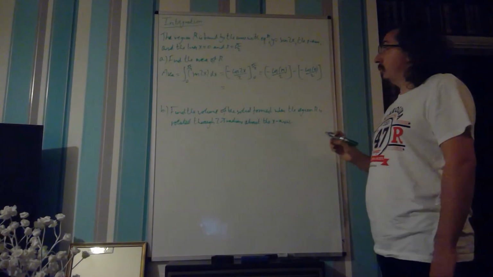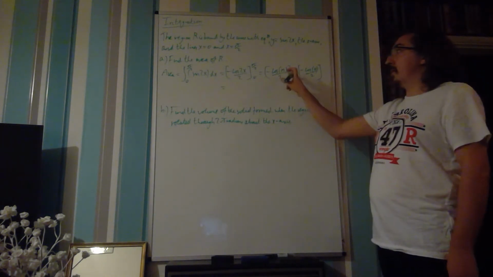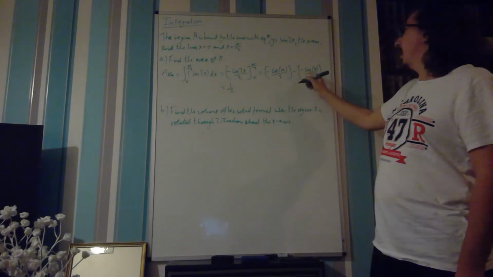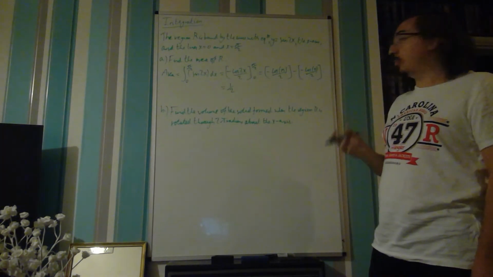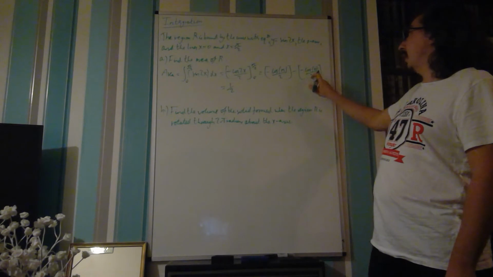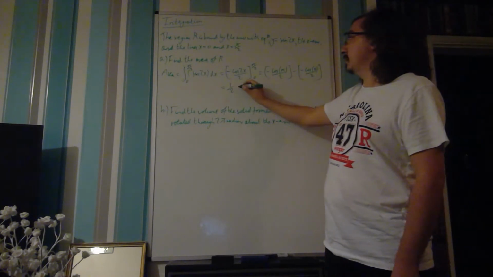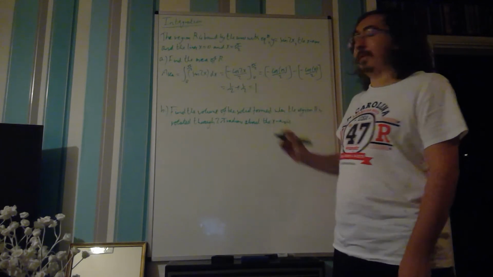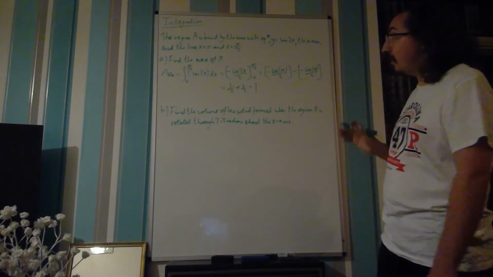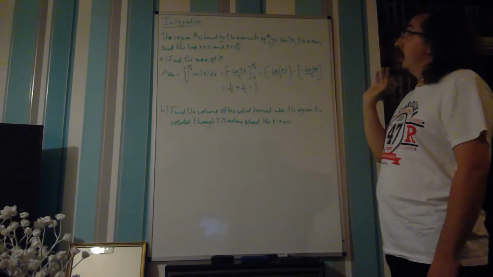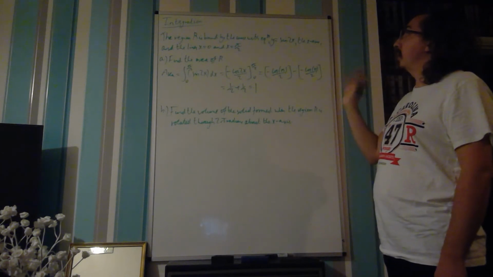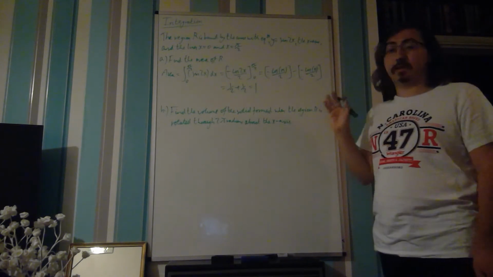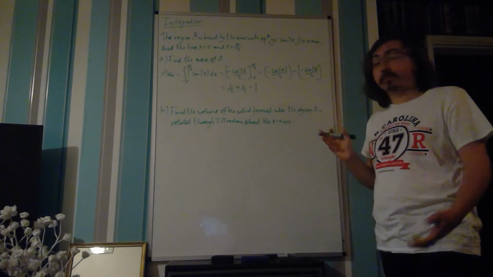Cos pi, you should remember, is minus 1. Minus minus 1 becomes a plus 1, so you've got a half. Cos of 0 is 1, so you've got minus a half, but it becomes a minus a half, which is plus a half. And a half plus a half, very nicely, is 1. So the answer for the area that's bound by the curve y equals sine 2x, the x-axis, the lines x equals 0 and x equals pi over 2, is just 1.